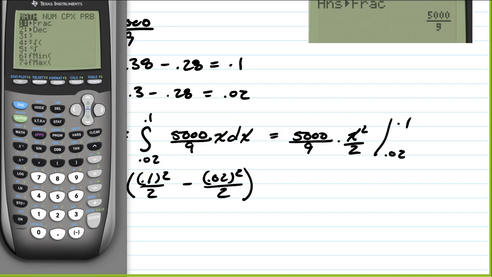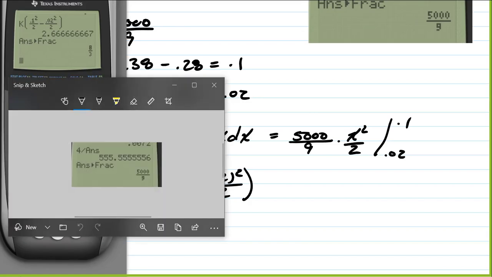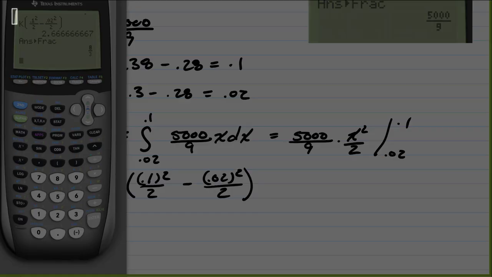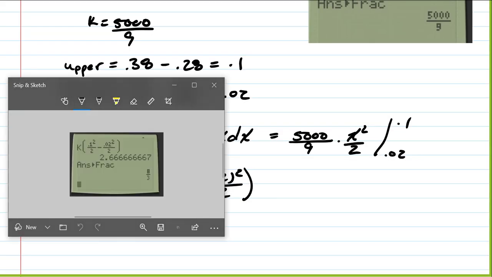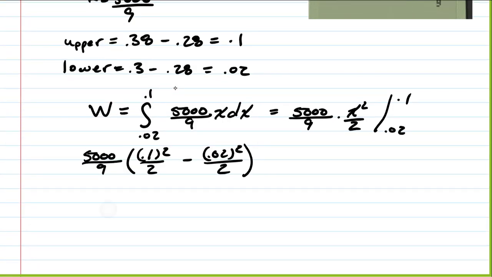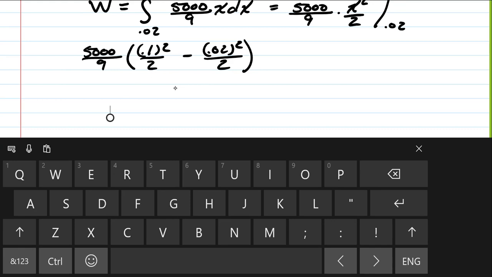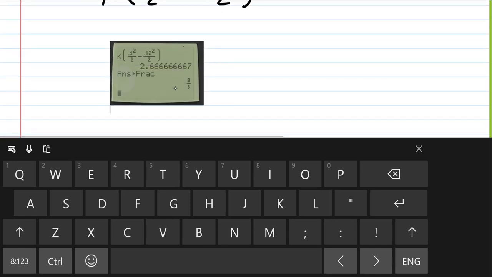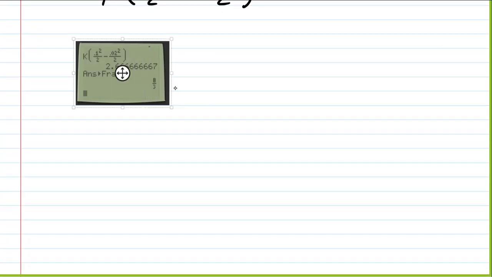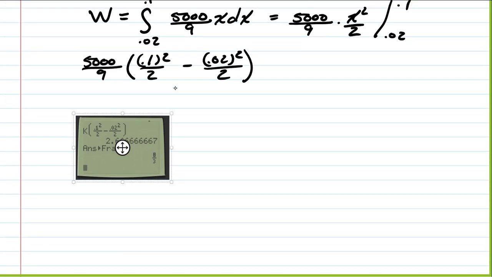Hit enter, I get this. Once again, math fraction, and we end up with a nice number right there. So after all that, our calculator tells us that we have 8/3, or 2 2/3 joules of work would have been done.